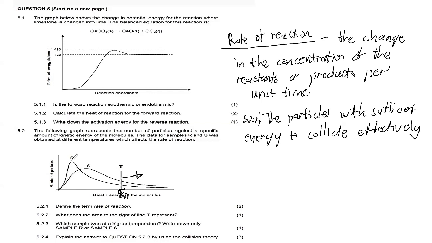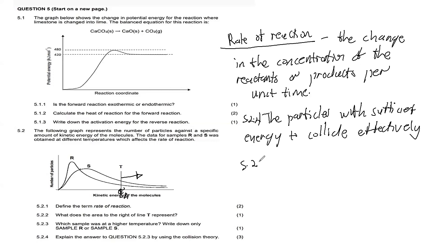Graph R is for an increase in concentration, but graph S kind of shifts to the right, allowing for more particles to have sufficient energy to collide, right? So graph S would have to represent the effect of temperature because it is tilting more to the right.